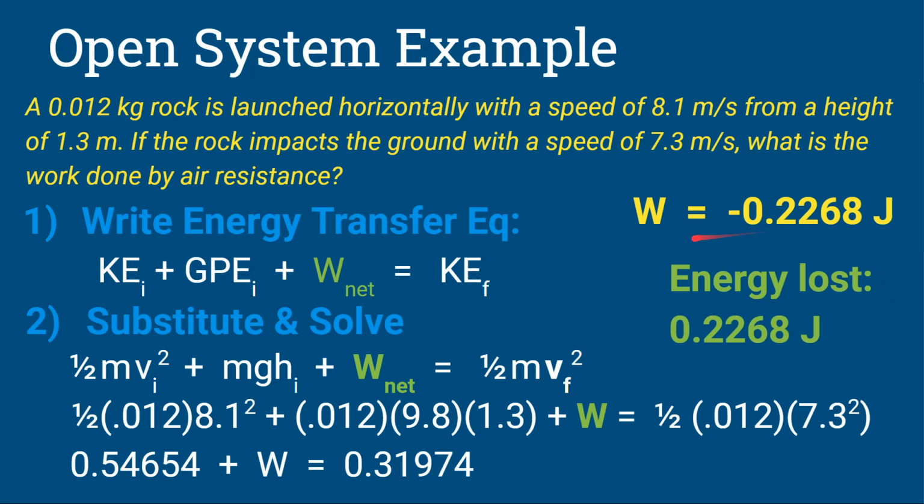By the way, if I had asked how much energy is dissipated, it's the same answer. You would just report it without the negative sign. If I ask how much energy is dissipated, it's implied that it's lost. But it would be 0.2268 joules.